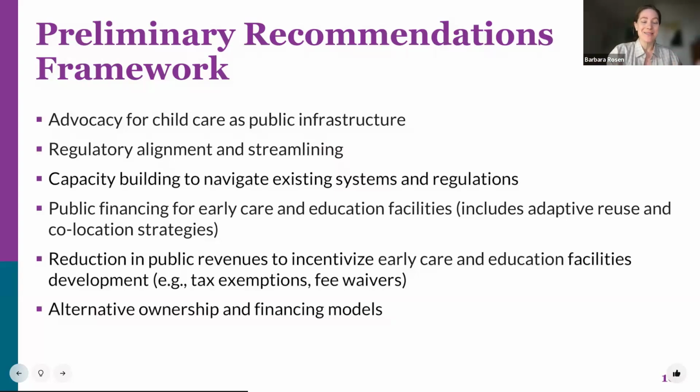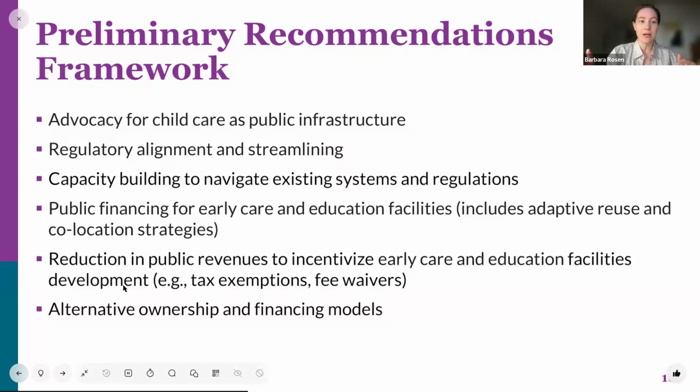The fifth category is more about how do we incentivize developers and others to build out childcare facilities, possibly through some tax exemptions or waivers of certain fees or reduction of fees. So how do we get those types of barriers to go down so that we can encourage more development? And the final category is that we're looking at some innovative models for both ownership and financing of facilities that folks are trying out in different places. So those are the main categories.